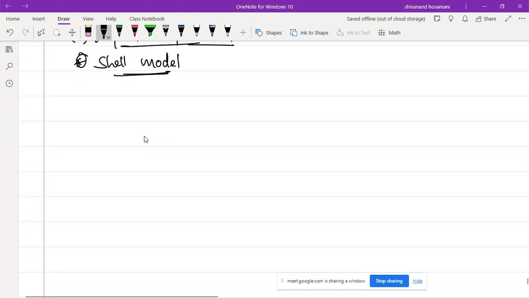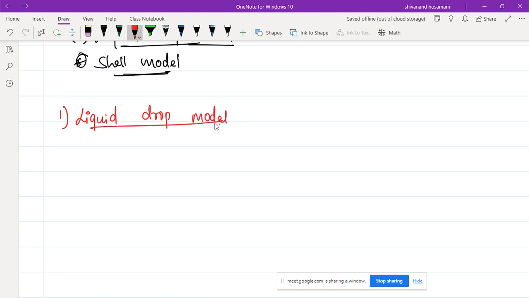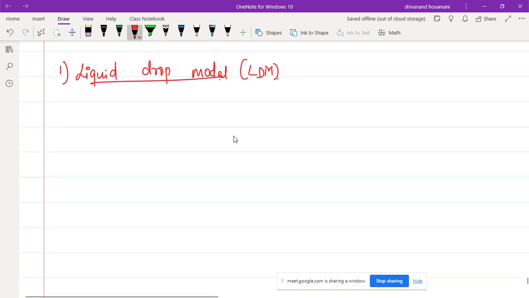Okay. First, let us study about the liquid drop model. This is also called LDM, so write this as LD capital M. This model is based on the similarities of a nucleus with a liquid drop.